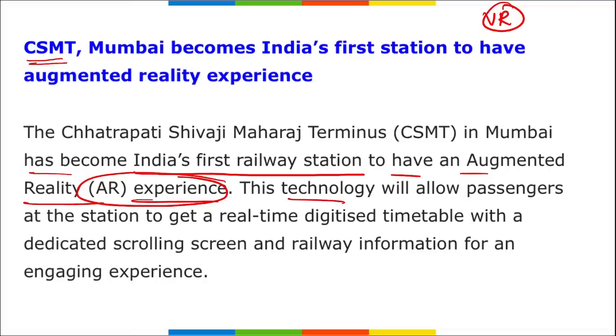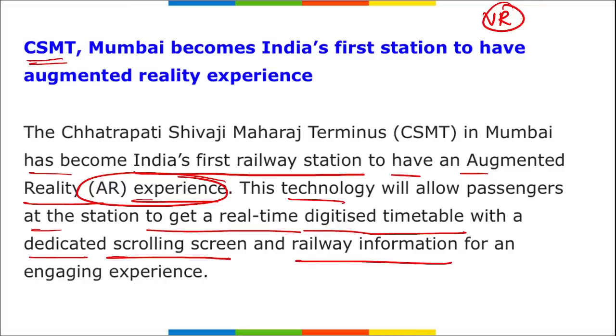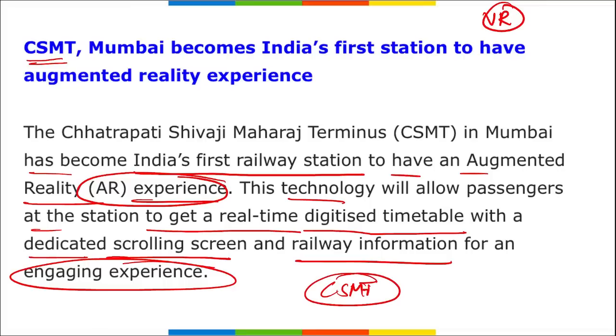This technology will allow passengers at a station to get a real-time digitized timetable with a dedicated scrolling screen and railway information for an engaging experience. That is, in order to provide better railway information and timetable schedule, this particular AR experience will be provided at CSMT, Chhatrapati Shivaji Maharaj Terminus, located in Mumbai, Maharashtra.